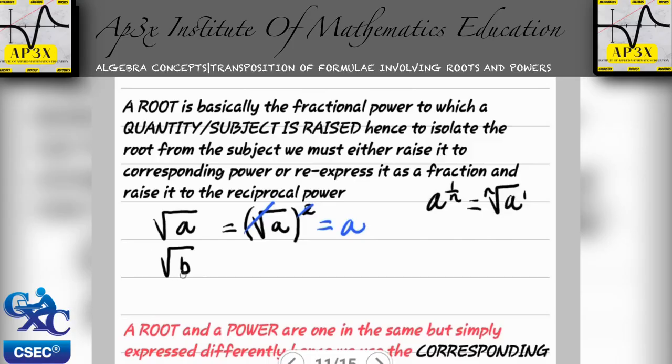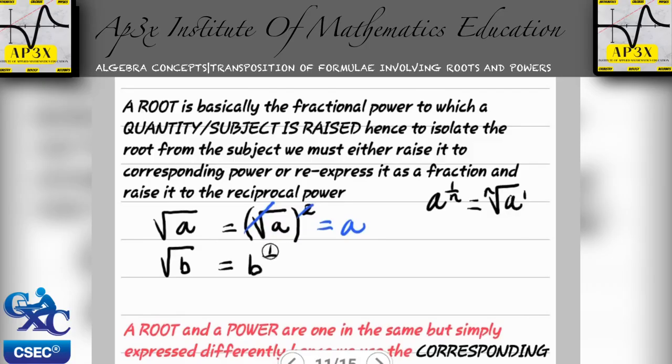So if you ask, how does the square cancel the square root? As opposed to just accepting it for whatever the teacher says, you can have a deeper understanding of how it is that the square cancels the square root. Because what this means is that the square root of b is actually b raised to the power of a half.